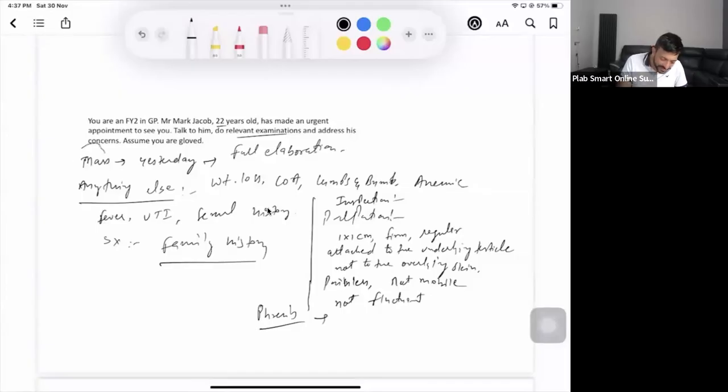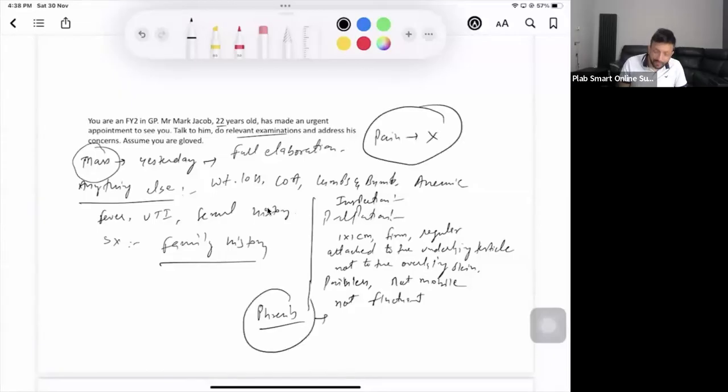But in this case, what's the presenting complaint? Mass. And when I asked, do you have any pain? Patient said, no, there is no pain. So is there any point of doing Prehn's test? You don't have to do. What about cremasteric reflex?